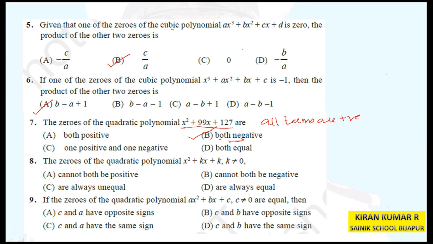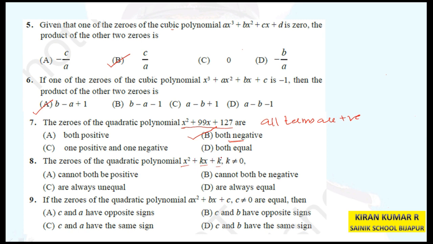Now, 8th question. The zeros of the quadratic polynomial x square plus kx plus k, where k not equal to 0, are: option A cannot both be positive, option B cannot both be negative, option C always unequal, option D always equal.